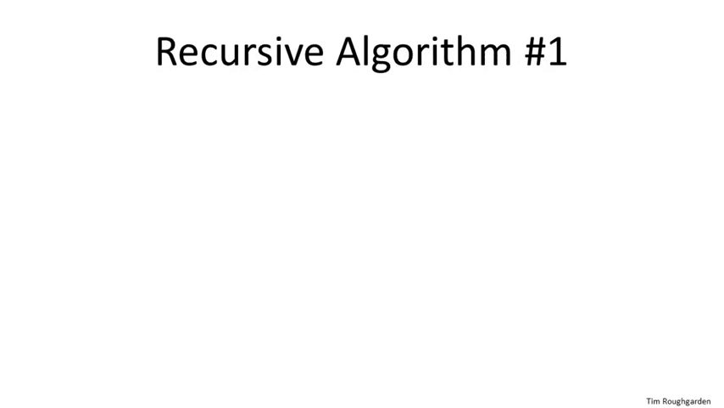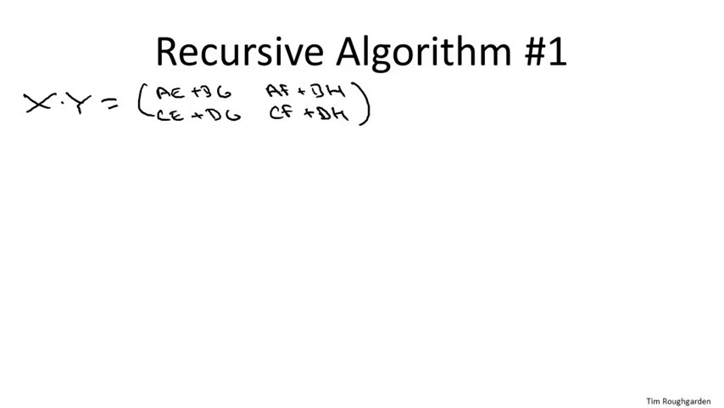This immediately leads us to our first recursive algorithm. To describe it, let me quickly rewrite the expression we just saw on the previous slide. Our first recursive algorithm is simply to evaluate all of these expressions in the obvious way. Specifically, in step 1, we recursively compute all of the necessary products, and observe that there are 8 products of n over 2 by n over 2 matrices. There are 4 blocks in this expansion of x times y, each block is the sum of 2 products, and none of the products reoccur.